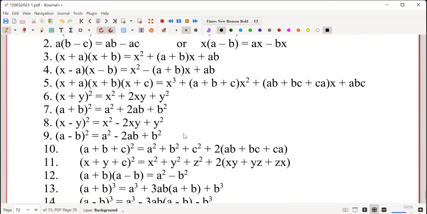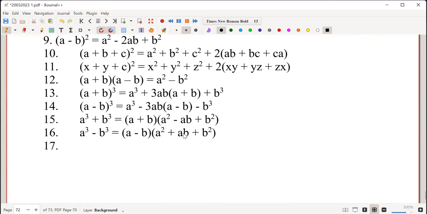So very, very important. Before you work, think properly, and there will be some places where you have to apply completing the square. You know what is completing the square?